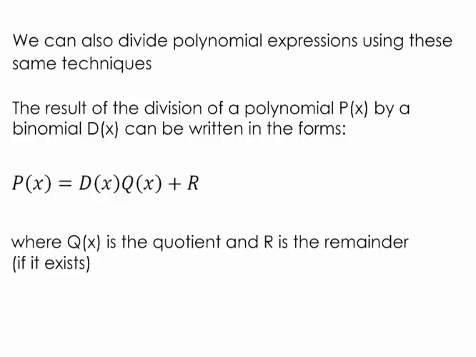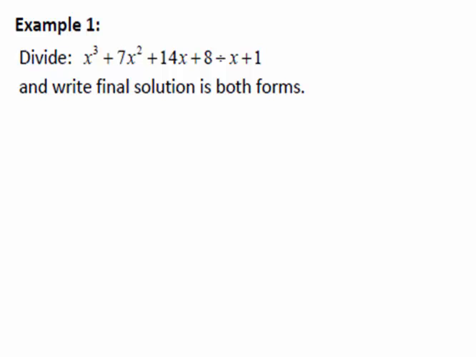So we can write it like this as an equation without fractions, or we can consider it as an equation with fractions, that p of x over d of x is equal to the quotient plus the remainder over the divisor. And these forms we're going to look at as we do some examples. But first, let's do some long division of polynomials.